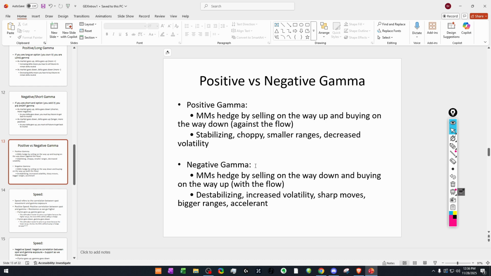Negative gamma goes both directions. So just because we're negative gamma doesn't mean we're going to be selling off. It also increases the up moves as well.